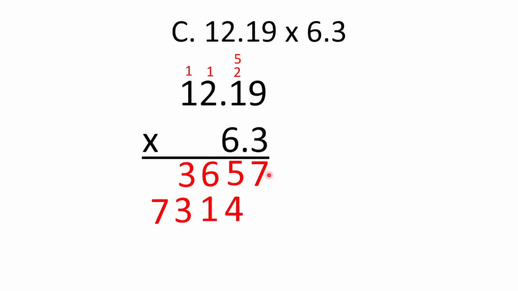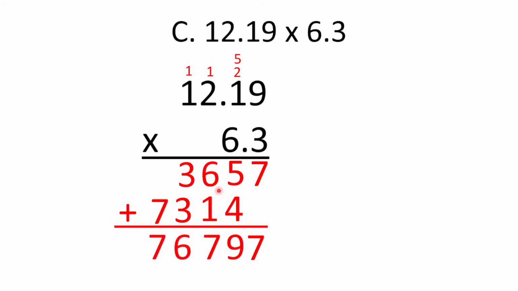We have partial product sa first at second. Sir, ano pong gagawin dyan? To get the final product, we need to add. We have here 3,657 plus 7,314. So, to add, we have 7 plus 9, then 7, 6, then 7. Tapos na po tayo mag-multiply like a whole number.